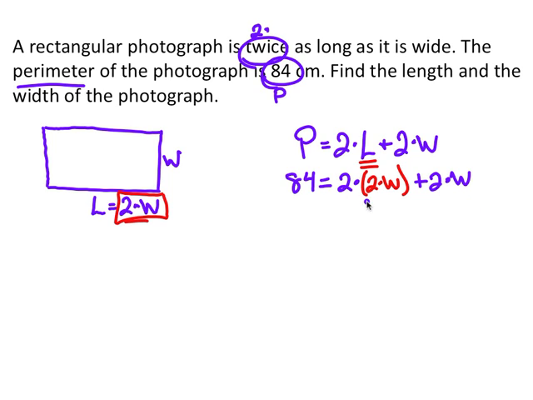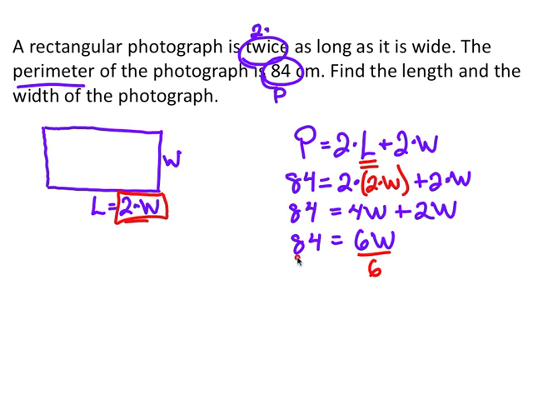That gives me an equation that now only has one variable in it, and I can solve that equation. So we'll simplify what's being multiplied here. We have 84 equals 4w plus 2w. Those are like terms, so we'll add those together. 84 equals 6w. And to get w by itself, we need to divide by 6 on both sides. So then w equals 14. Now, that's one of our answers.